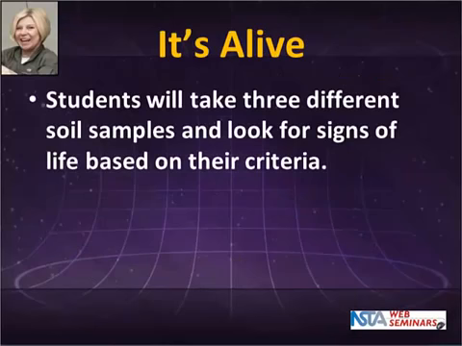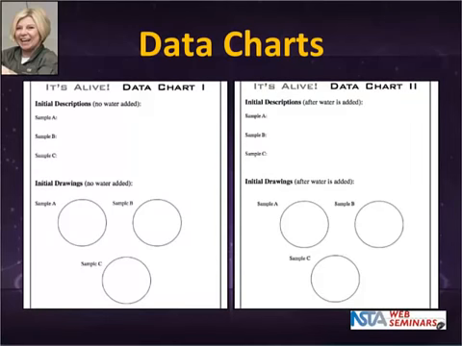What the students are going to do is take 3 different soil samples, and look for signs of life based on the criteria that you came up with earlier. Again, you can come up with your own criteria. You can make it as easy or as difficult as you want, depending on your age group. We have 2 data charts available in the Educator's Guide, and I will give you the website for the Educator's Guide before the end of the lesson today too.